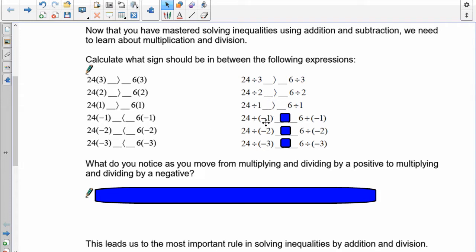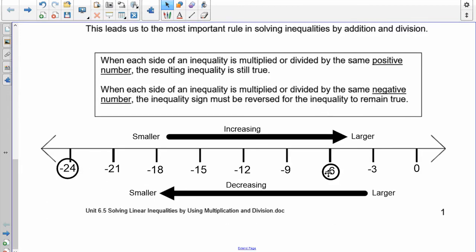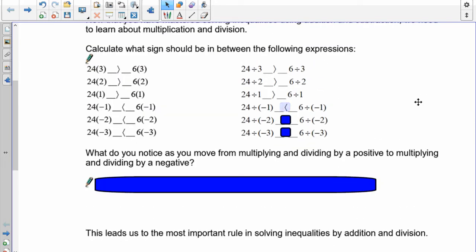24 divided by negative 1 gives you negative 24. And 6 divided by negative 1 is negative 6. Remember, a positive divided by a negative is a negative. So we now have negative 24 here versus negative 6. So down here, here's our negative 24, here's our negative 6. Now this negative 6 is larger, so we have to change the direction of our sign. 24 divided by negative 2 is 12, and a positive divided by negative is negative. So this is a negative 12. This is a negative 3. This is bigger. 24 divided by negative 3 is negative 8, and 6 divided by negative 3 is negative 2. Again, this side is larger.